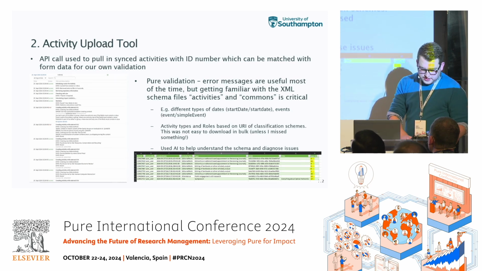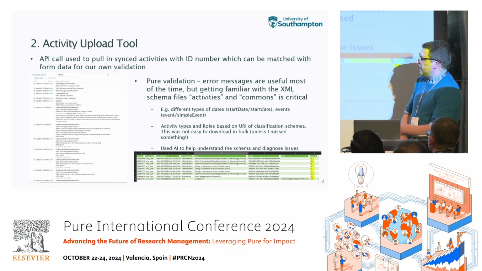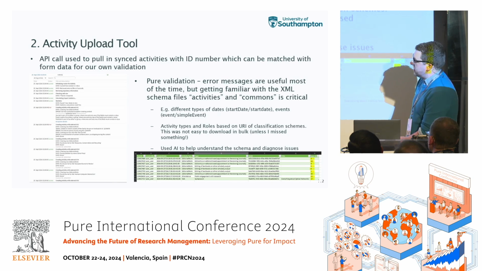So one thing that we didn't expect to do, but I thought was really handy, was the fact that you can actually pull activities from the new API. And I thought, well, we need a way to validate this really easily without having to go into Pure to check all of the records individually.